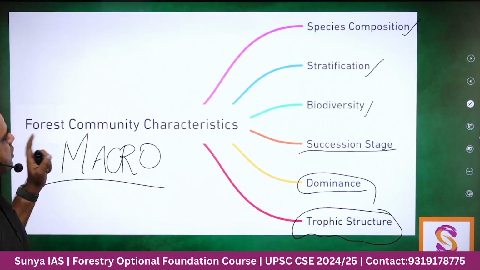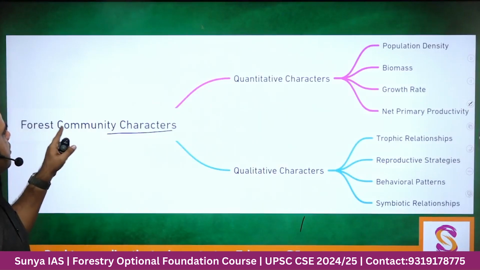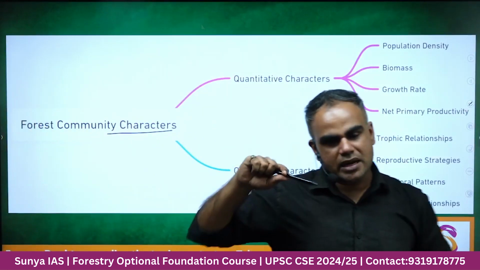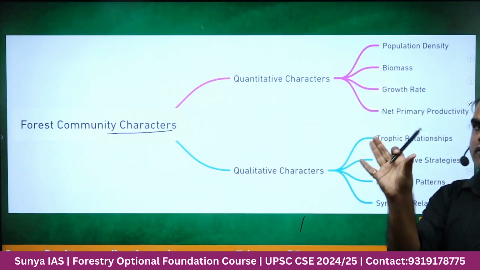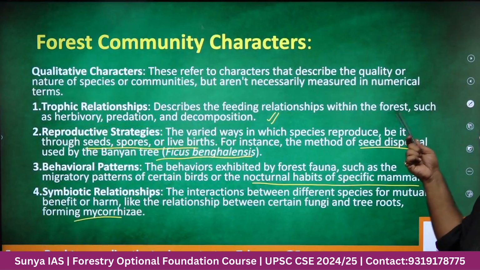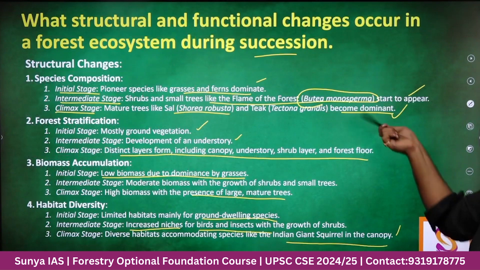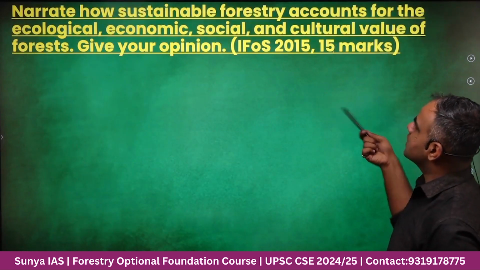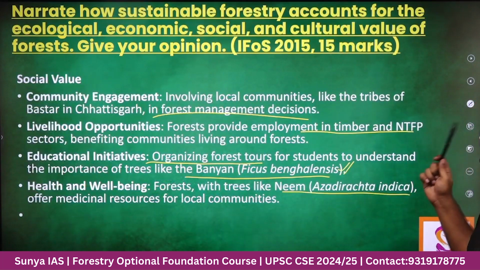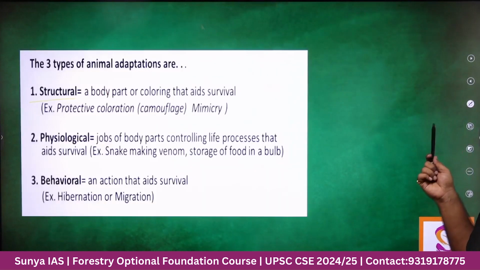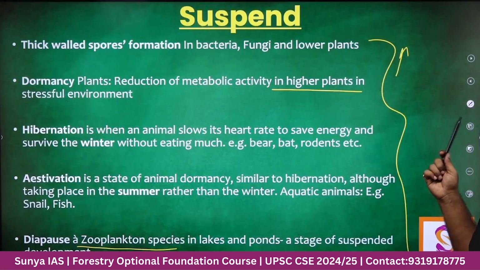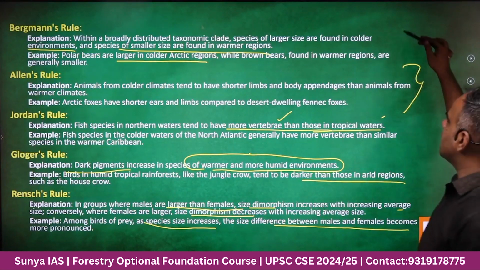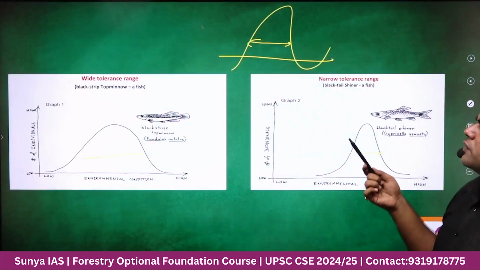Forest community, community characteristics was very important, because if you remember the parameters, you can write your answer. That is why I only focus on the keywords if you're going to write your mains very shortly. These things we understood, concepts, ecological succession, and in that, this also is a very good answer. Then sustainable forestry, we saw ecological, economic, social, cultural value. Adaptations, we understood. Then we saw migration, suspend, hibernation. We saw different rules. This may be something you have to just revise once. And you may also have to revise ecological amplitude.